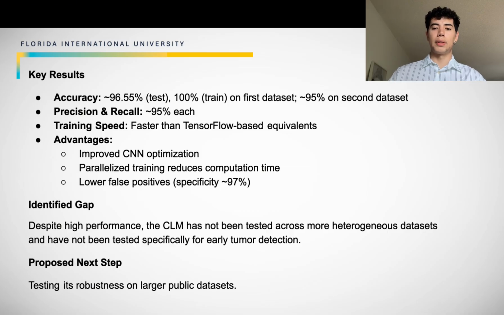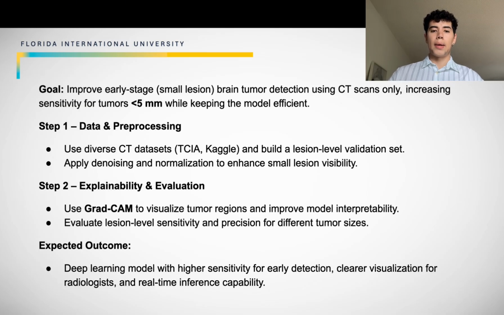And in my proposal extension, the goal will be to improve the model for early-stage detection of small lesions, using CT scans only, increasing the sensitivity for smaller tumor detections, over 5 millimeters, while keeping their model efficiency. So the first step will be to have more diverse CT datasets from their sources. And also I would like to apply denoising and normalization to make the small tumors more visible.